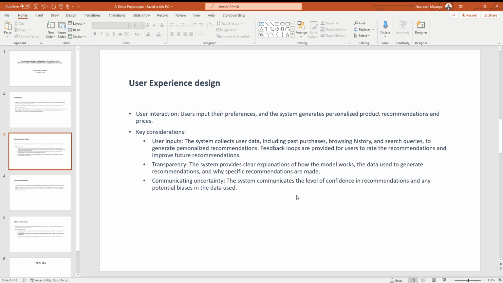I also have to have transparency. The system provides a clear explanation of how the model actually works, the data used to generate the recommendations, as well as why specific recommendations are being made. Another thing that we're going to do is to communicate the uncertainties. So the system also communicates the level of confidence in the recommendations as well as potential biases that the data actually represents.